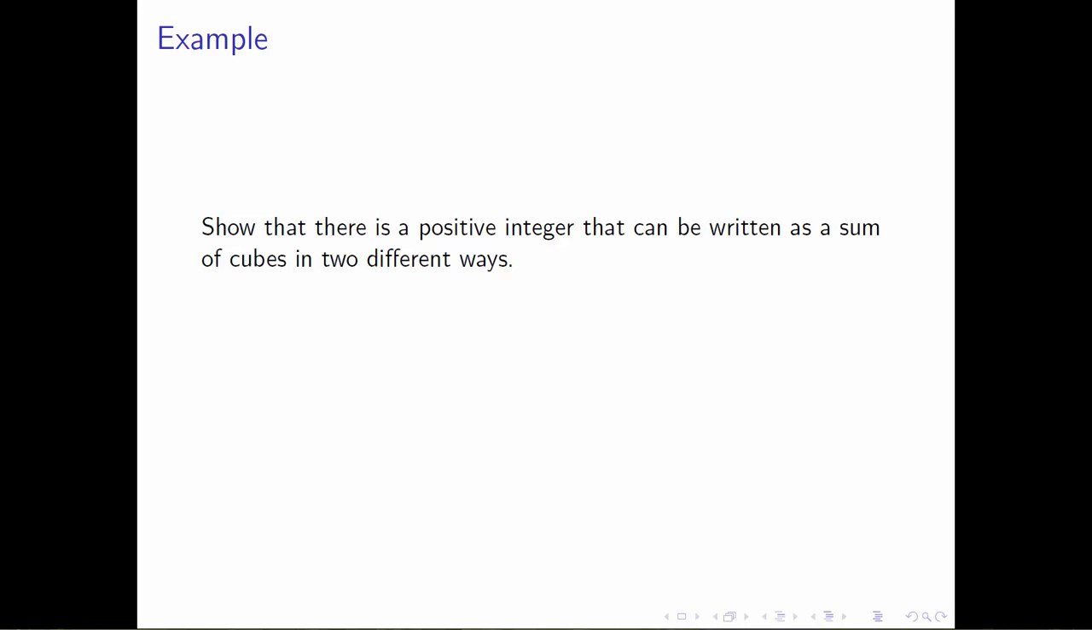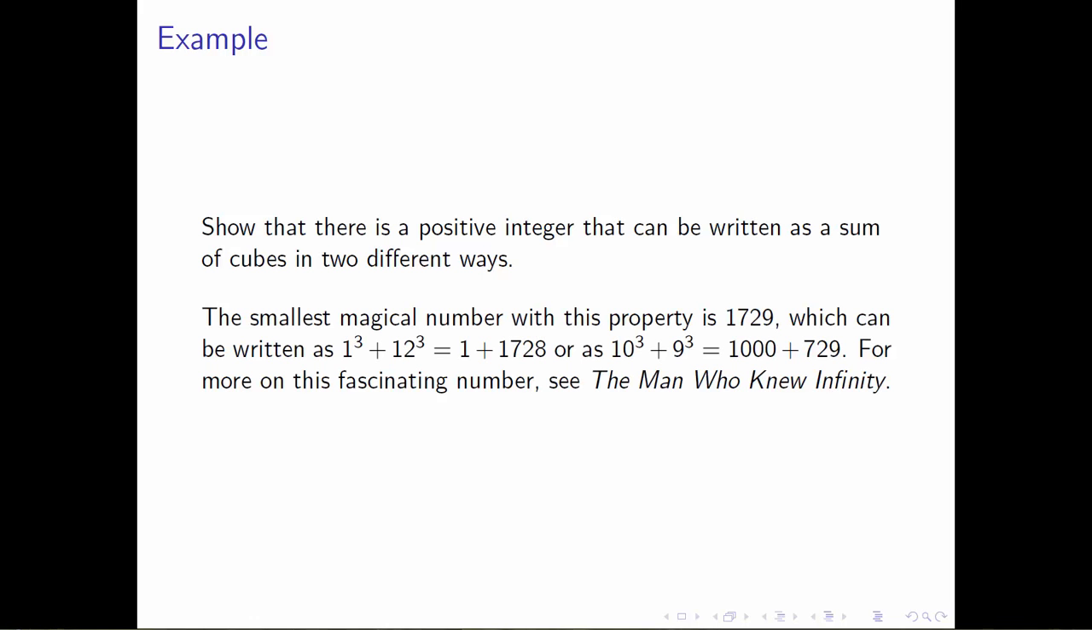Now, all we really need to do to prove this rigorously is exhibit such an integer that can be written as this sum in two different ways. And it just so turns out that if you restrict your attention to writing positive integers as a sum of cubes of positive integers, then the smallest magical number with this property is 1,729. And let's demonstrate that we can write it as a sum of cubes in two different ways. We can write it as 1 cubed plus 12 cubed, just 1 plus 1728. Or we could write it as a sum of a different collection of cubes, 10 cubed plus 9 cubed, which is 1,000 plus 729.